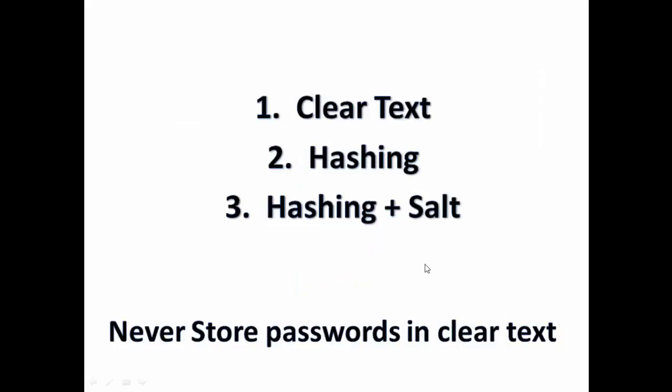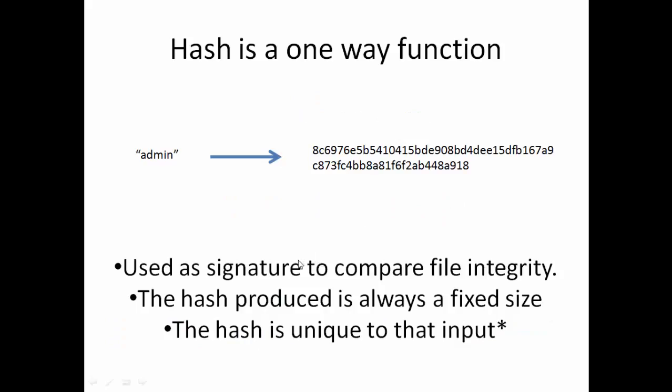So what about the clear text passwords? I think it's pretty straightforward. We should never store passwords in clear text, and the way we can fix that is using hashing. So what is a hashing algorithm? A hash is a one-way function. What do I mean with a one-way function? We have a string of text admin, and we'll run a hash algorithm, and the hash will produce this long string of text.